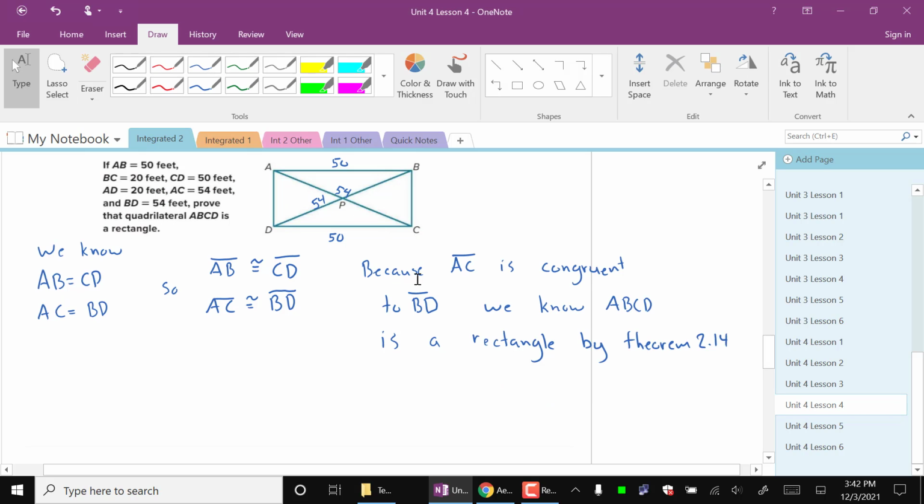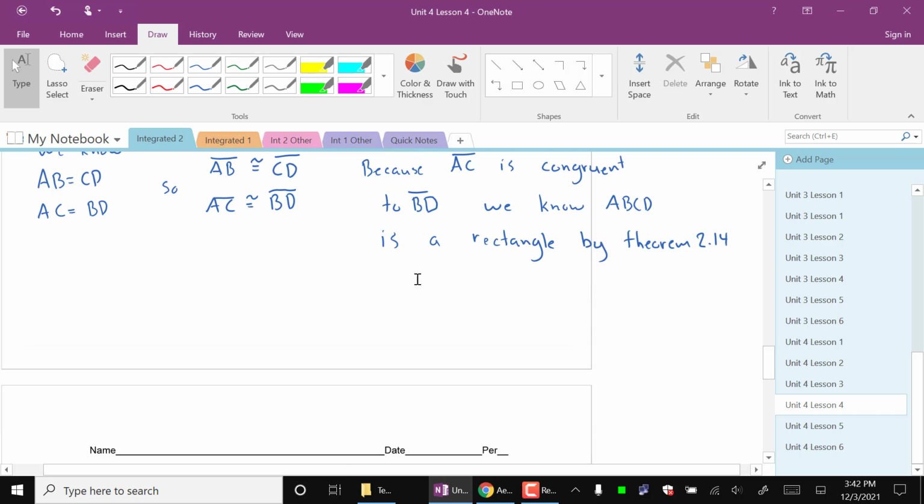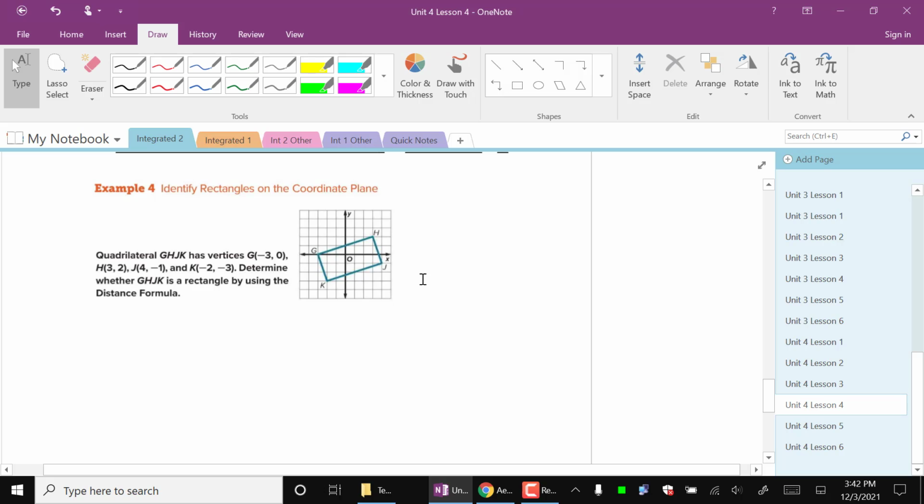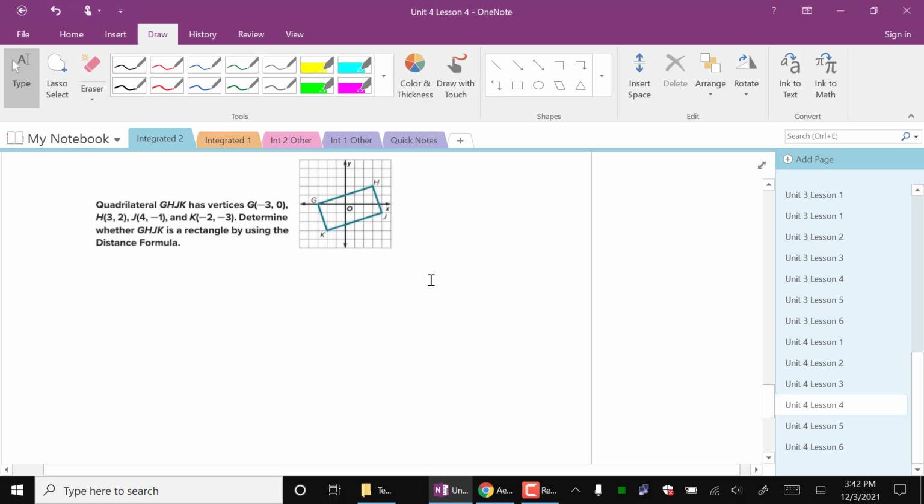Let's take a look at our last example. We want to identify rectangles on the coordinate plane. So we have this quadrilateral. It gives us the vertices. We want to determine whether GHJK is a rectangle by using the distance formula. So we want to prove that the opposite sides have the same length. If they have the same length, then we have a rectangle. And then we're going to deal with the diagonals as well.